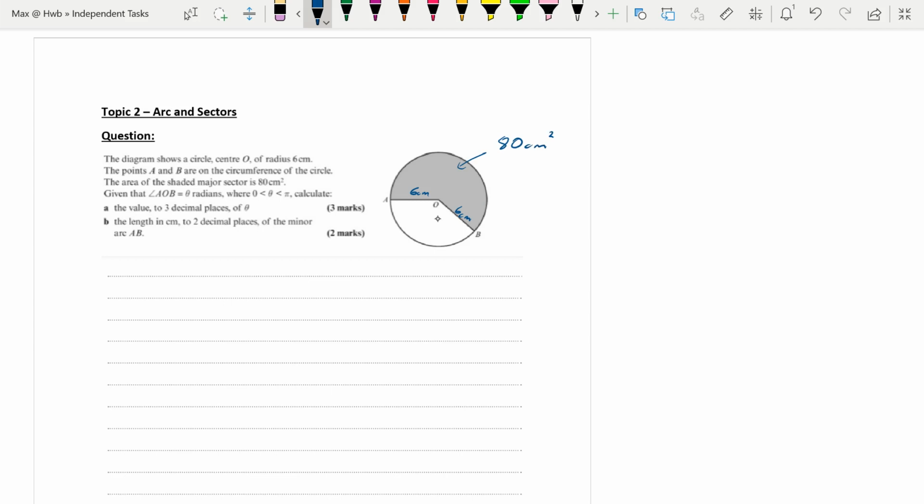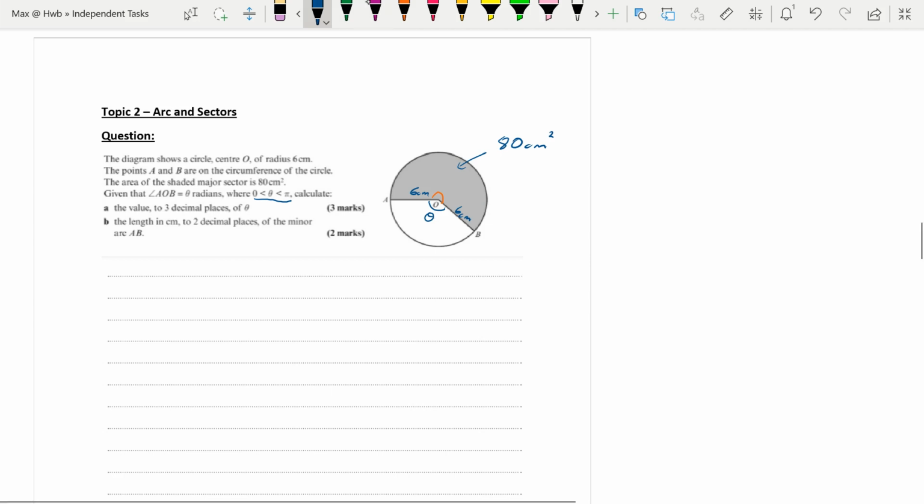Given that AOB, so A to O to B, so that could either be this blue angle or this orange angle. But it does tell me it's between 0 and pi. Now, 0 and pi is between 0 and 180, so that means it has to be the smaller one. So this one would be theta. Calculate the value of theta, and then I want to calculate the length of the minor arc.